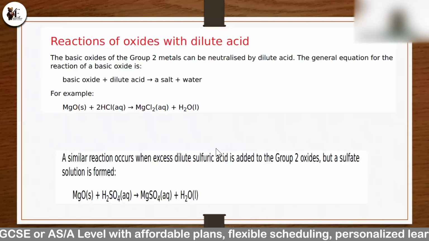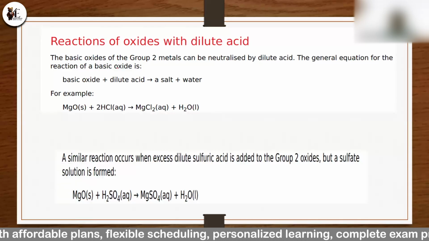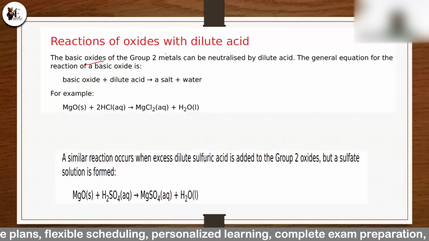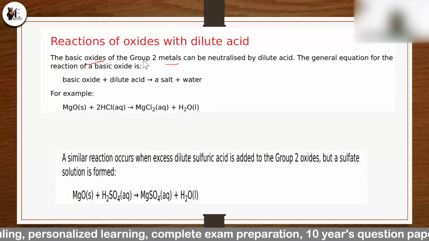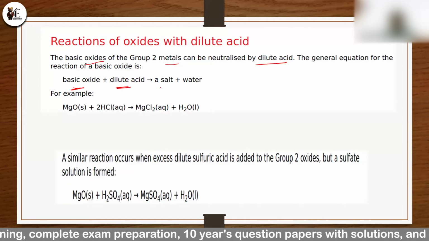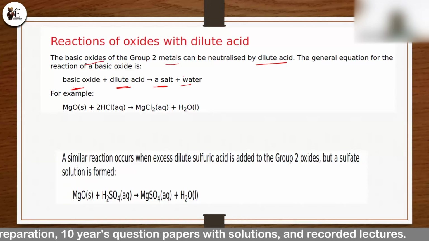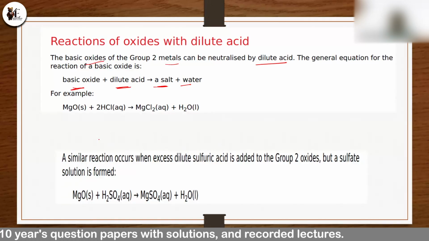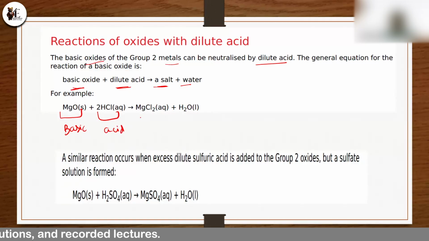The next reaction is the reaction of oxides with dilute acids. The basic oxides of group 2 metals can be neutralized by dilute acid. As you know, a basic oxide reacting with dilute acid, as this word equation shows, gives us salt and water. That means acid plus base gives you salt and water. This is a neutralization reaction. This is a metal oxide which is basic, HCl is acidic, so it reacts to give salt and water.